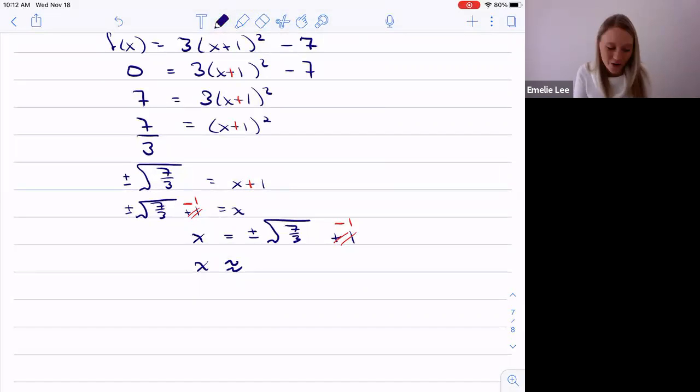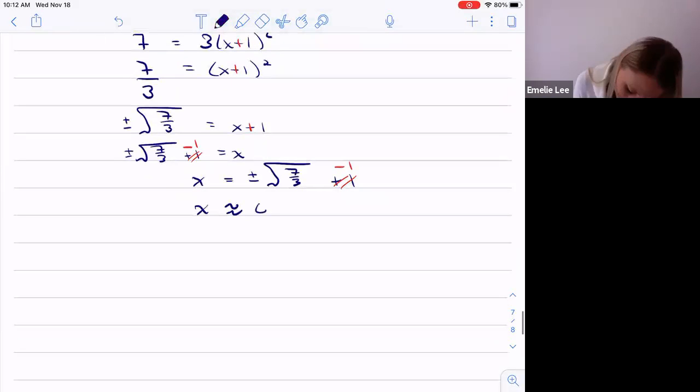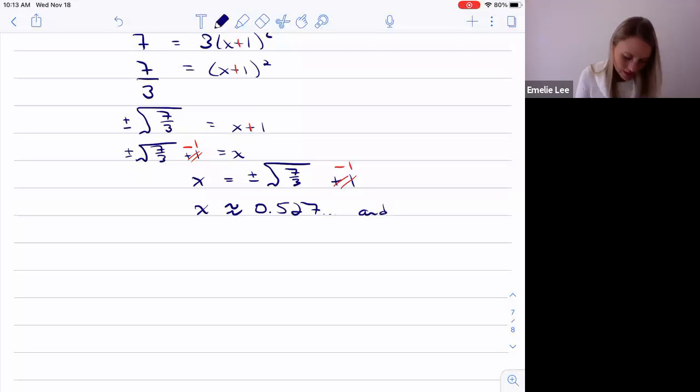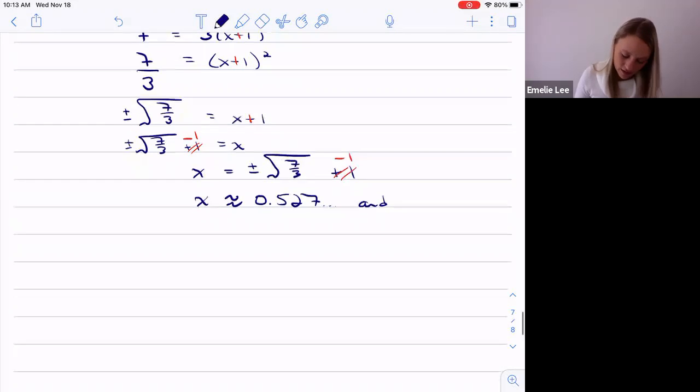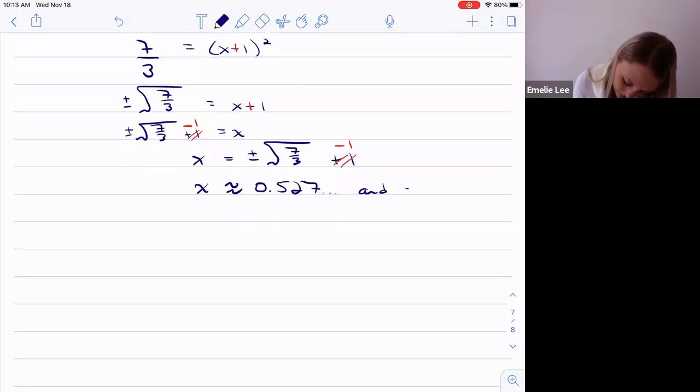Okay, so now when I do the root of 7 over 3 minus 1, that does put me at the right intercept. So 0.527, blah, blah, blah, and negative root 7 over 3 minus 1, negative 2.527.